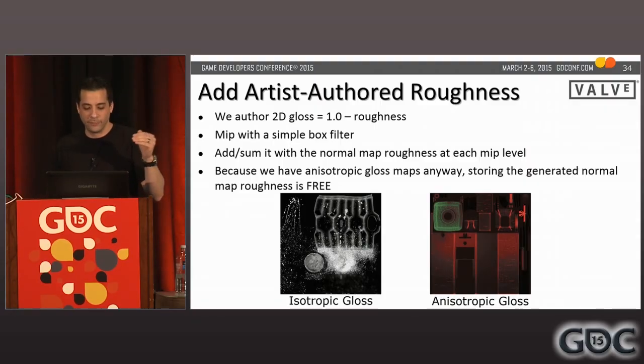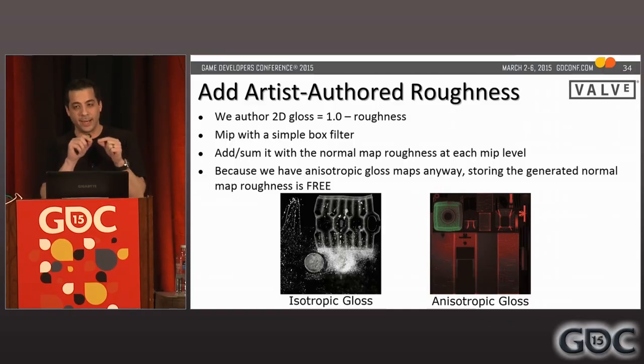What we do is, if you look at the image on the left, this is isotropic gloss. This is just standard roughness. It's a grayscale gloss value. But they can also author red and green channels independently, and they can actually author anisotropy along those two axes independently and control the strength of anisotropy in each of those two directions, okay?